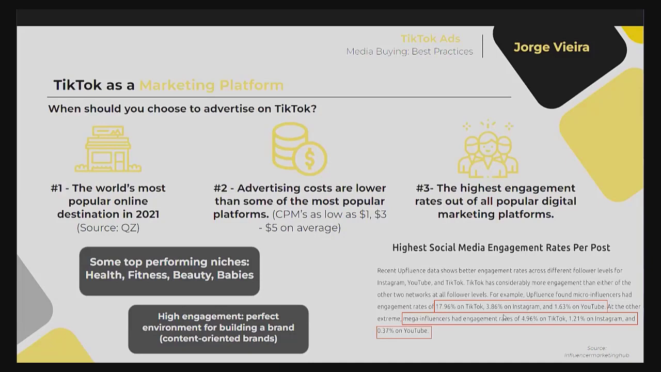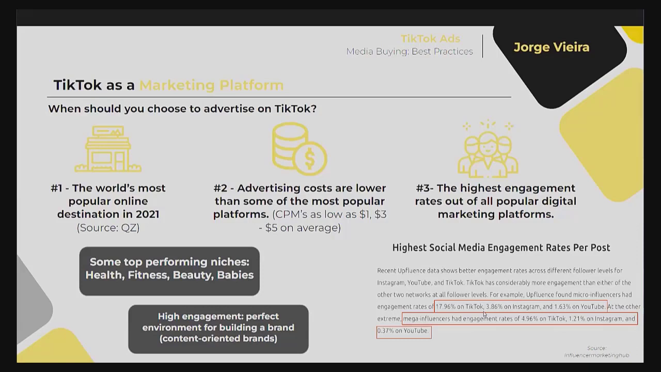So for micro influencers, you still get around 4 on Instagram and around 1.6 on YouTube, whereas for mega influencers, TikTok is still bigger. This is a huge contrast. For mega influencers, the engagement rate on TikTok is still bigger than for micro influencers on Instagram and YouTube. And for those of you that do influencer marketing, you know how huge a factor this is, because you have to study your influencers and their engagement rates.